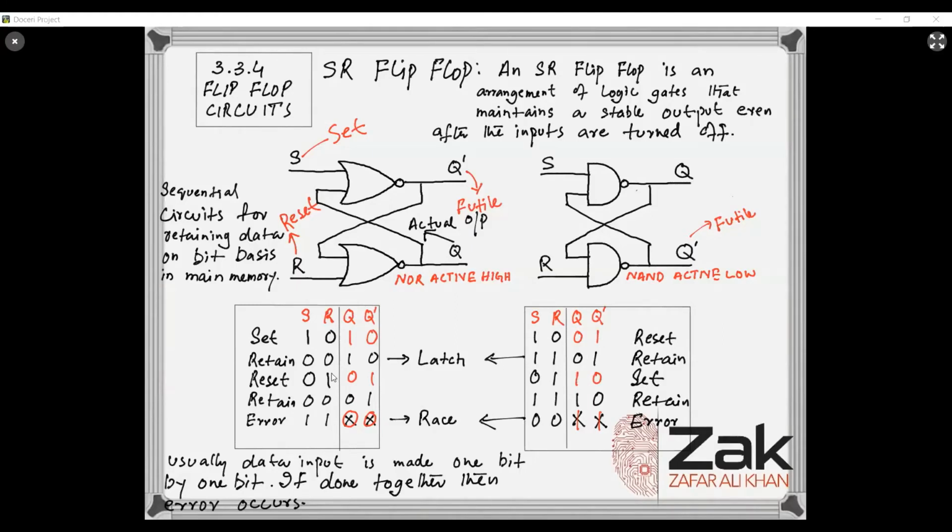See, S is 1, Q is 0. The system reads from Q, not Q naught. And if you put 1 in reset, then the system would have 1 stored in it. That will be set. So set has become reset and reset has become set. Error has become latch now over here. So you have to pay attention to it.